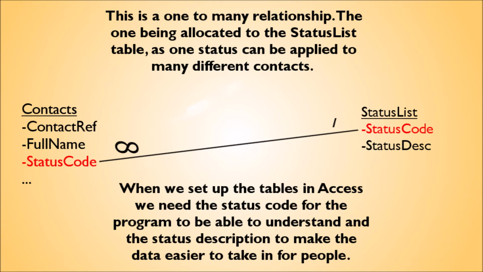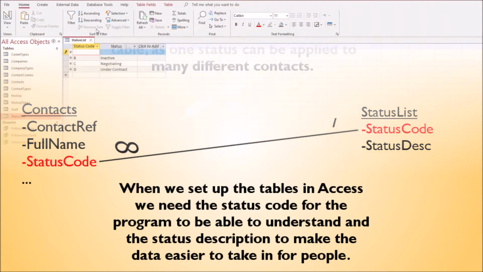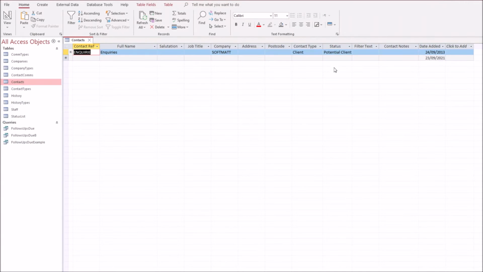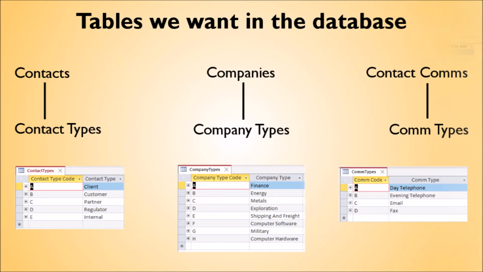Take the relationship between status list and contacts, for example. For every possible status description, there is a code to identify it, status code. We might assign a status code A to a status description potential client. Then, when entering the information on our contact to our database, when we come to the status code field, we can select from a list of the status descriptions, the things we understand, and Access will store the associated code, the thing the program understands. You can see other relationships of this kind too: contact types, comm types, and company types.